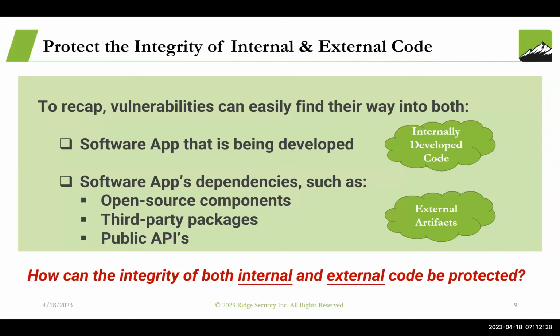So to recap, the first two concerns involve the integrity of the software app that is being developed. So let's call this the internal code, and the software app's dependencies, such as the open source and third-party packages. So let's call this the external code. Now let's take a look at how we can assure the integrity of both internal and external code.